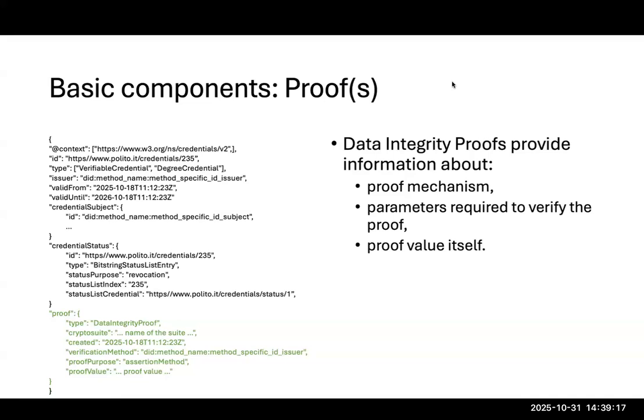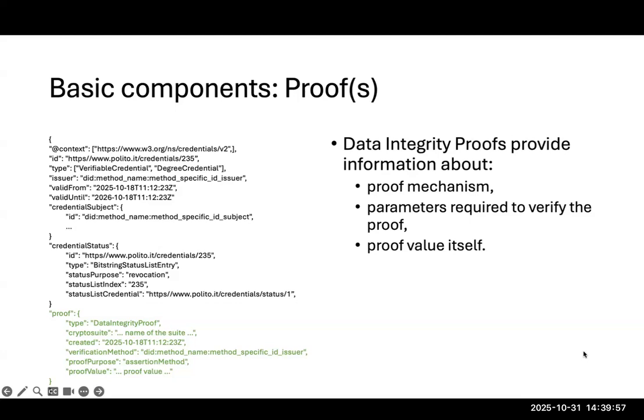Yesterday we arrived to these slides where we described the whole verifiable credential. If you remember the three main components of a verifiable credential, you have the metadata, the credential subject that contains the claims made by the issuer on the subjects, and then the proof.